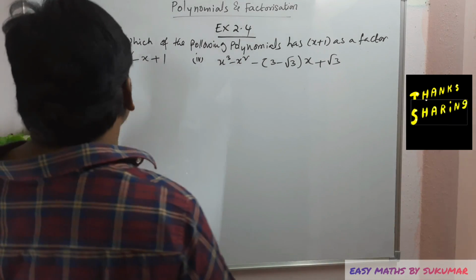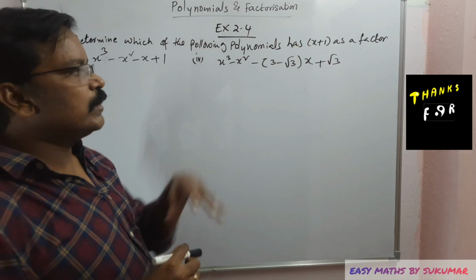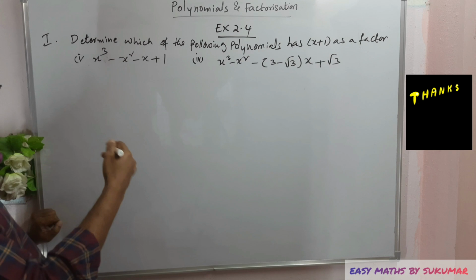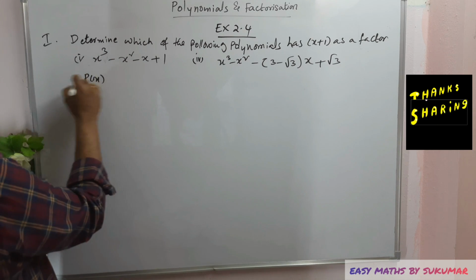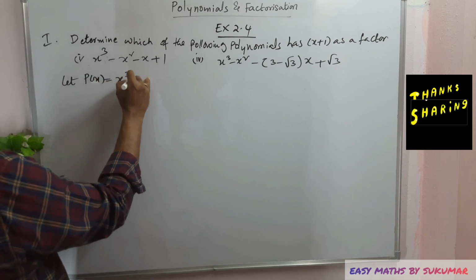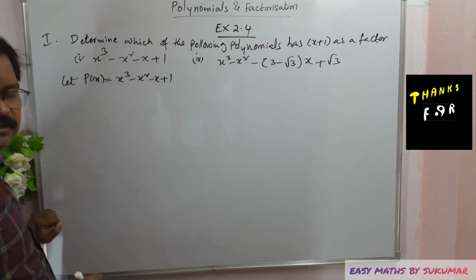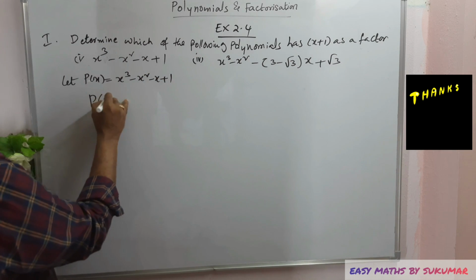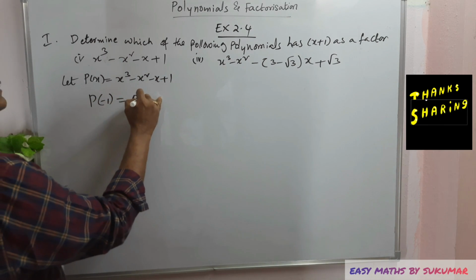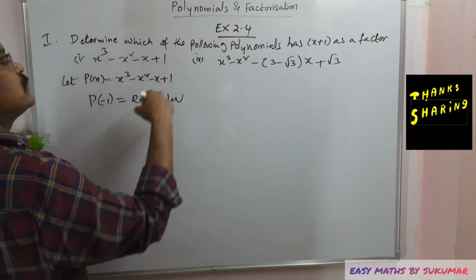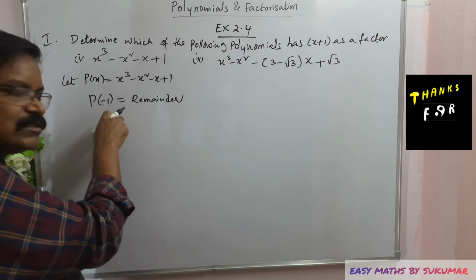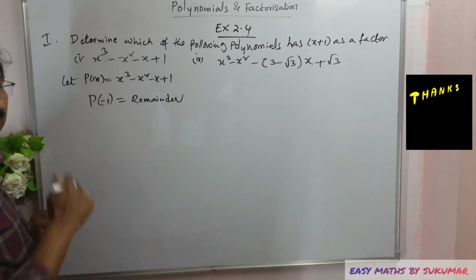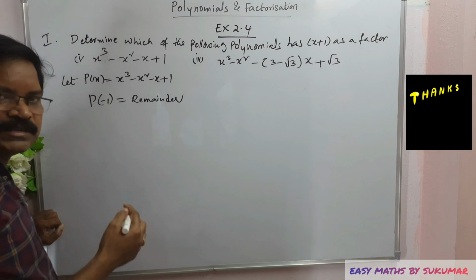Look here, students. Determine which of the following polynomials has x plus 1 as a factor. Here we have to verify. Let this polynomial P of x be equal to x cube minus x square minus x plus 1. As I told you, according to the factor theorem, for the factor x plus 1, P of minus 1 is the remainder. If the remainder is 0, that is P of minus 1 is 0, then x plus 1 is a factor of this given polynomial. I hope you understand this concept, right?